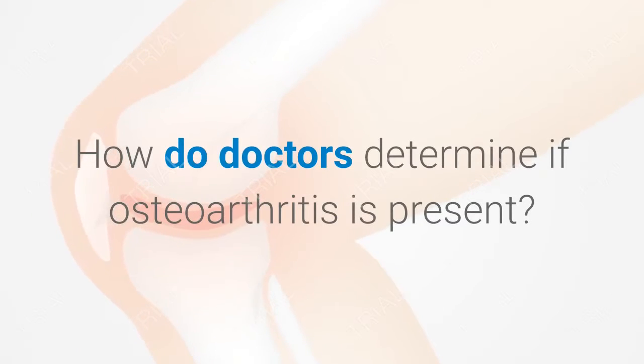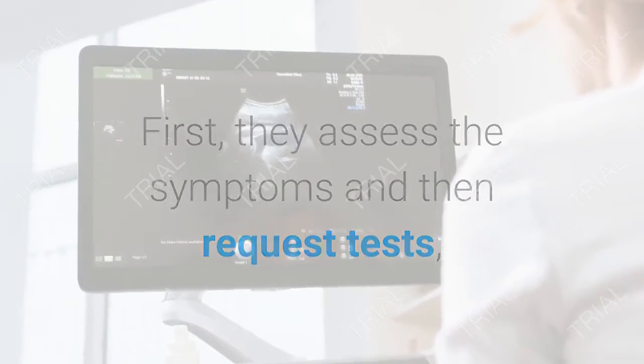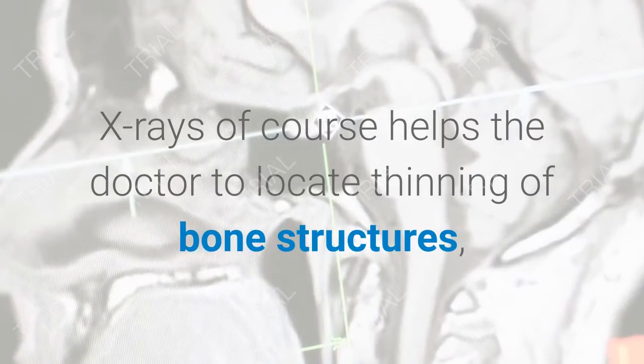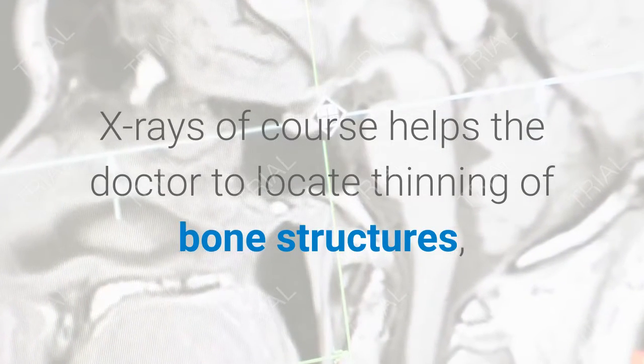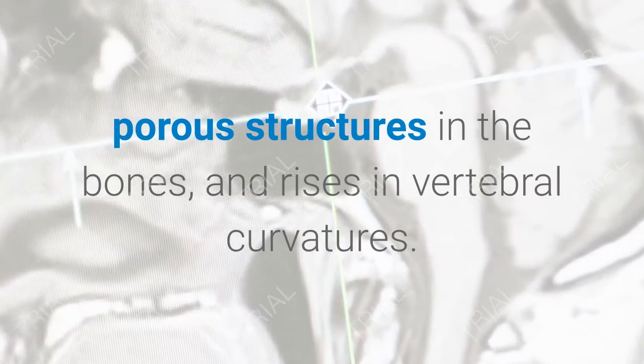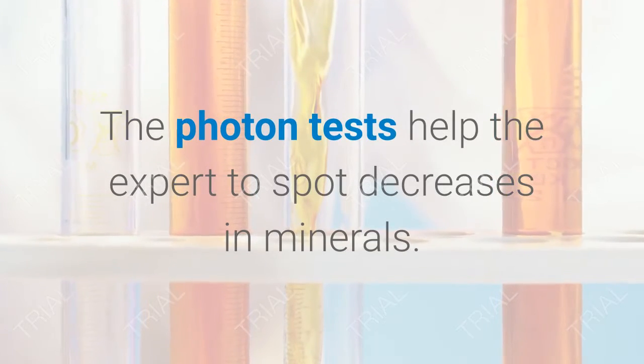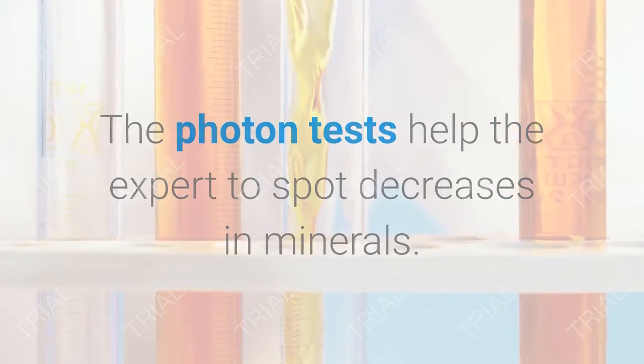How do doctors determine if osteoarthritis is present? First, they assess the symptoms and then request tests, such as X-rays and photon absorptiometry. X-rays of course help the doctor to locate thinning of bone structures, porous structures in the bones, and rises in vertebral curvatures. The photon tests help the expert to spot decreases in minerals.